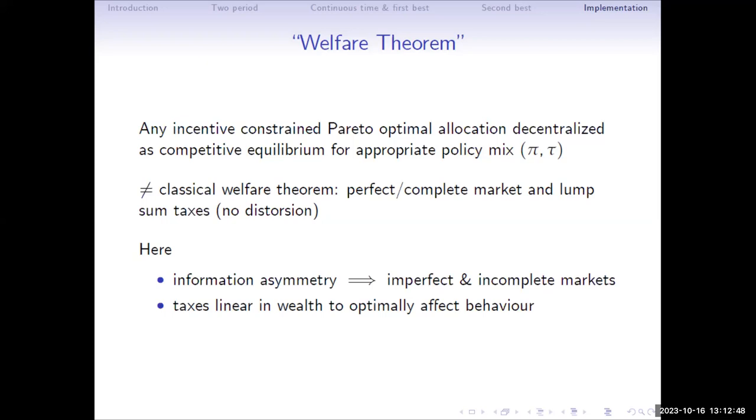In the second welfare theorem in traditional markets, we want to have lump sum taxes in order to avoid distortions. Here, it's quite the opposite. The tax rate and the inflation rate are designed to have an effect on the agent's decisions, so that the agent's decisions are going to give allocations like the same as those we had in the direct mechanism.